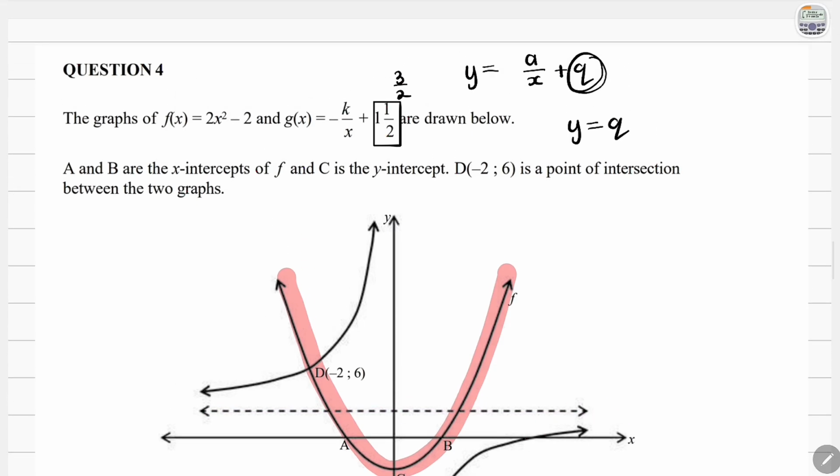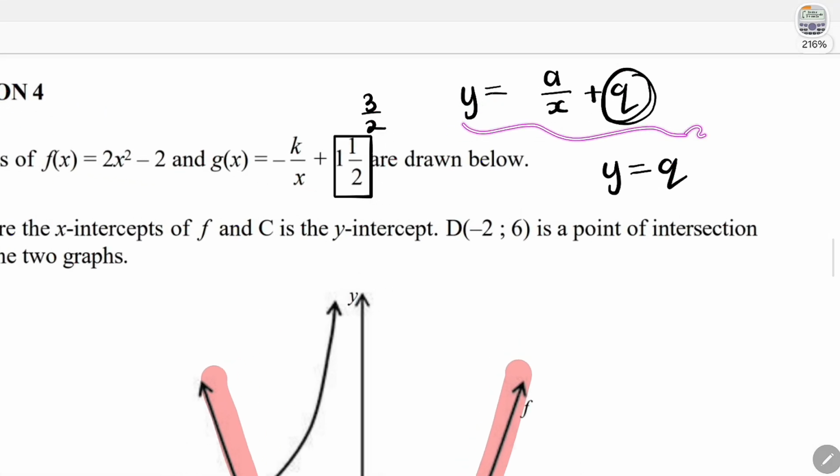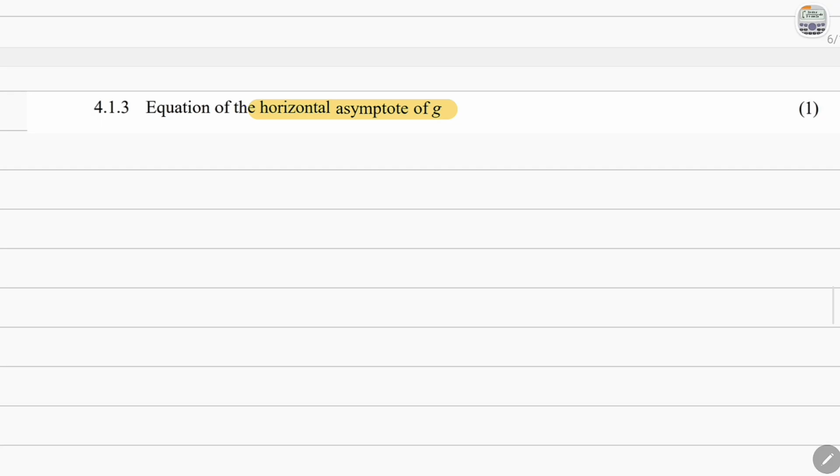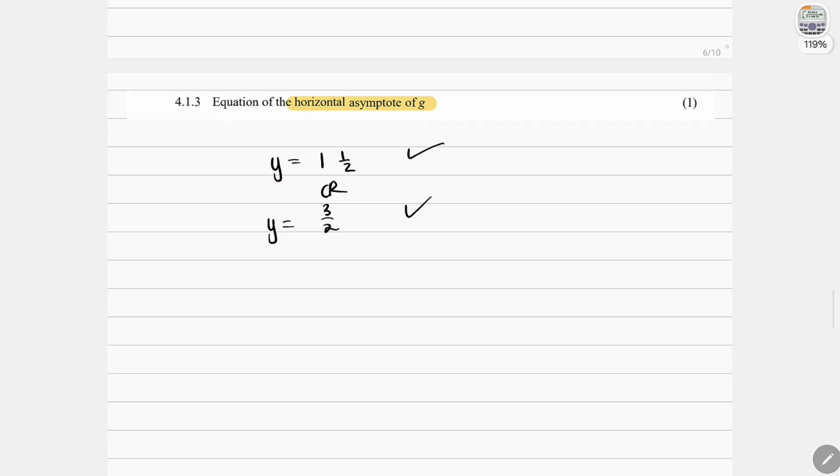Okay, so as you can see, if you put this in this format, k is your a value, and then you can see that x, okay, and then this is plus q. So it's 3 over 2 or 1 and 1 over 2. So you can simply say the equation of the horizontal asymptote is y equals 1.5, or I would actually just write it as y equals 3 over 2. Okay, so like this or like that, it's fine. Okay, moving on to the next question.